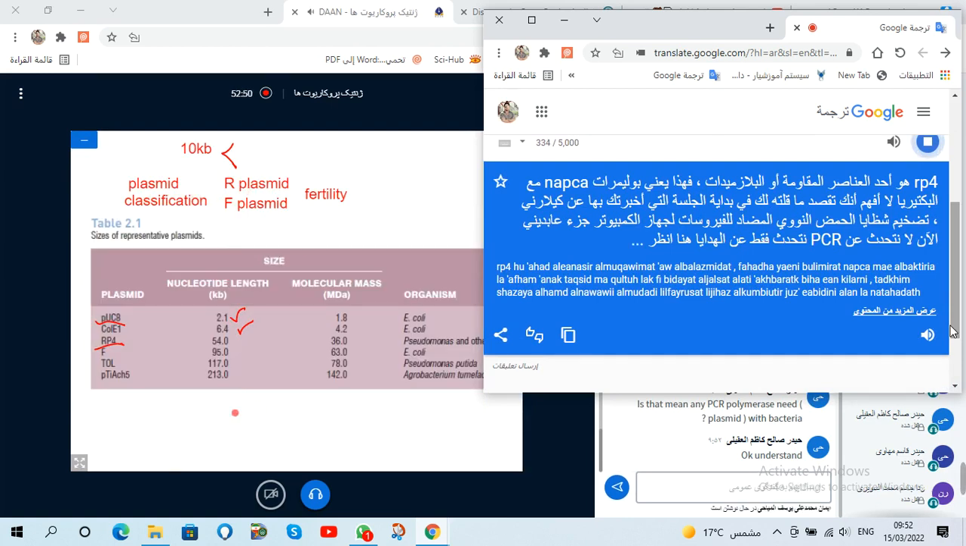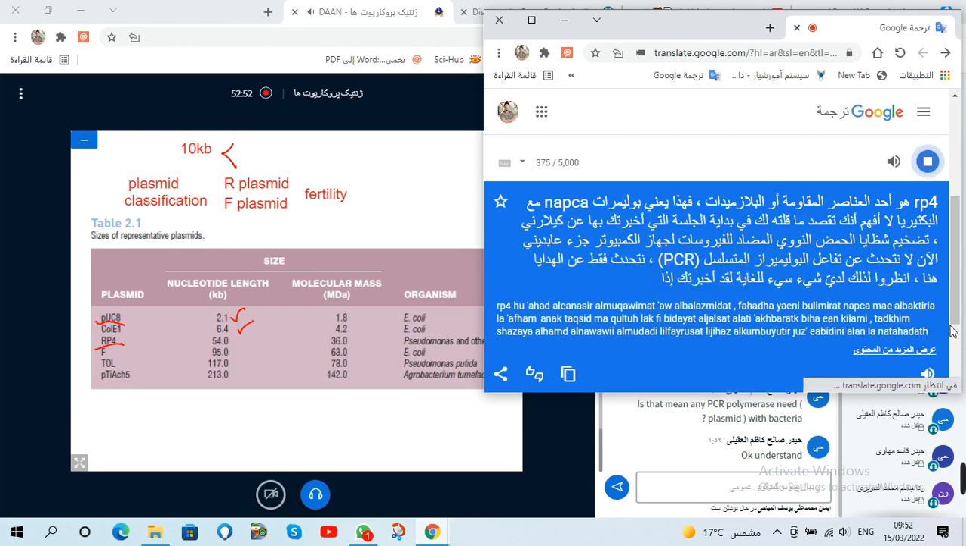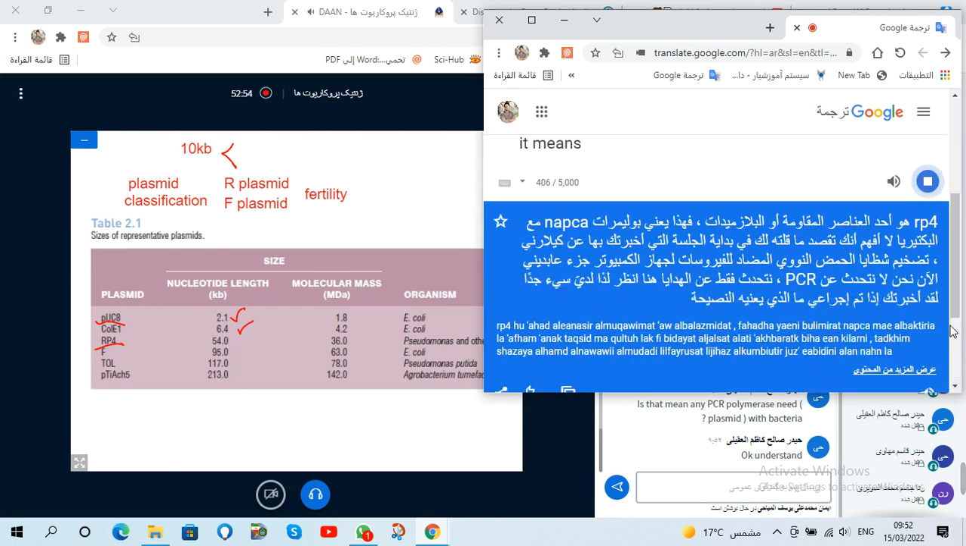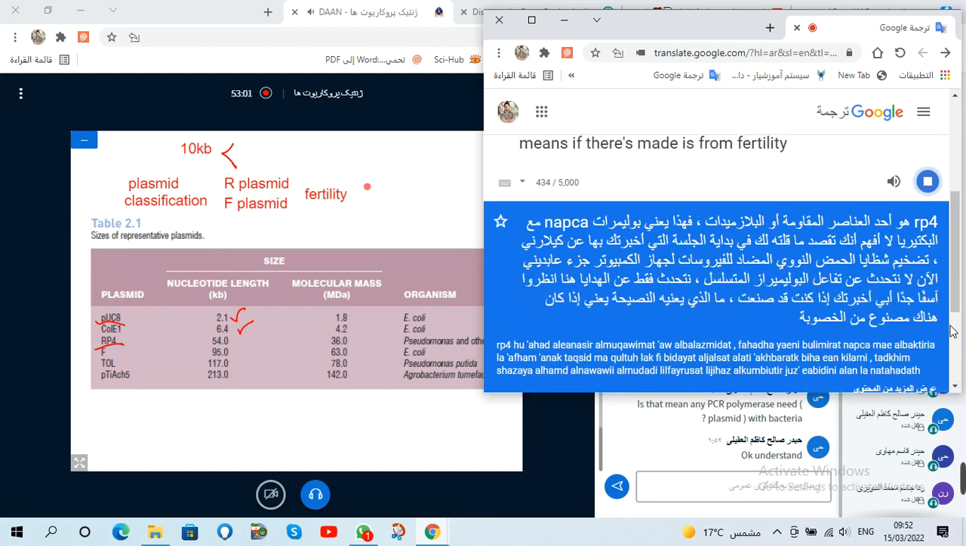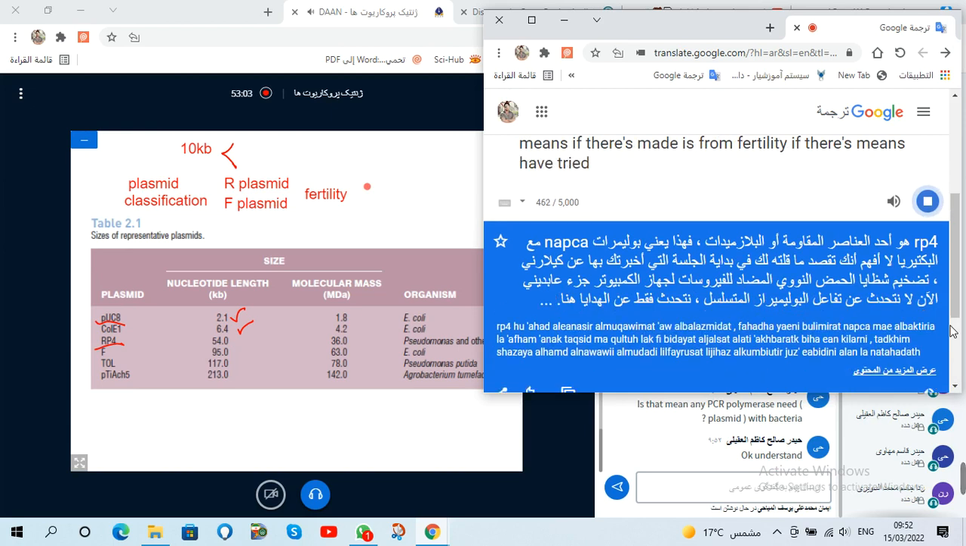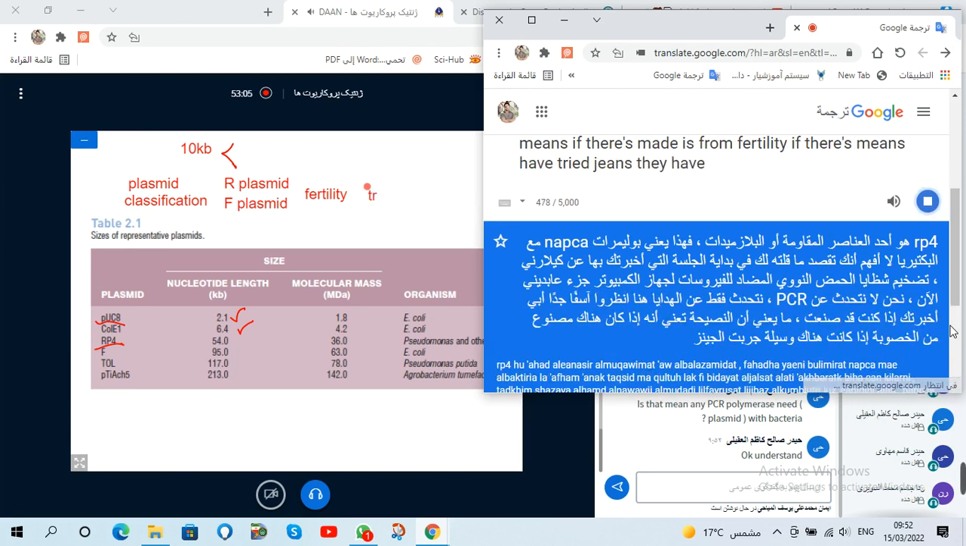So after that, I told you F plasmid. What does F plasmid mean? F plasmid is from fertility. F plasmids have tra genes.